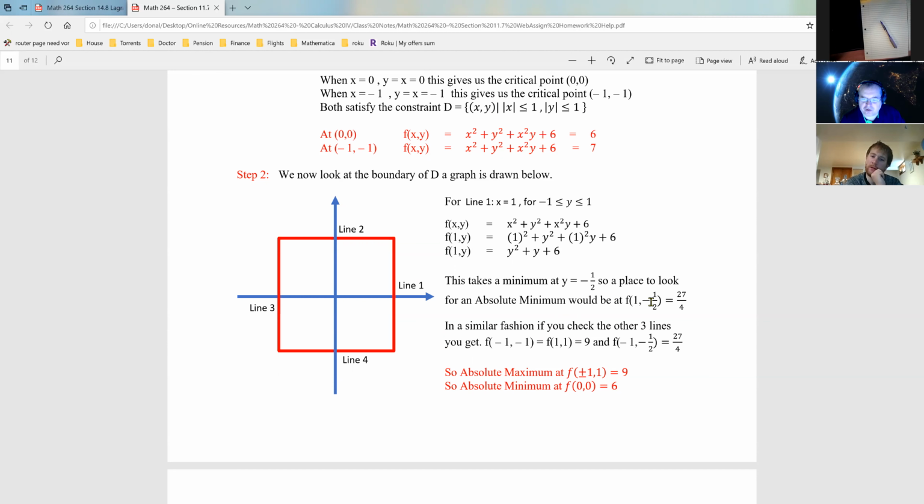And then you take all your big and smalls. There's a lot to choose from, right? Uh-huh. And whatever place gives you the ultimate biggest answer out of all the set, that's the absolute max. And the places it happens, in this case, are here and here. And the smallest answer that you get is your absolute min.